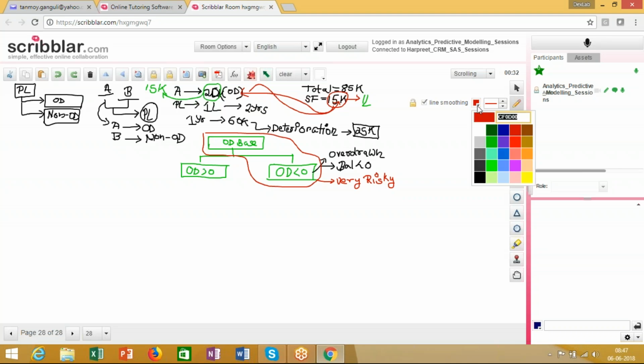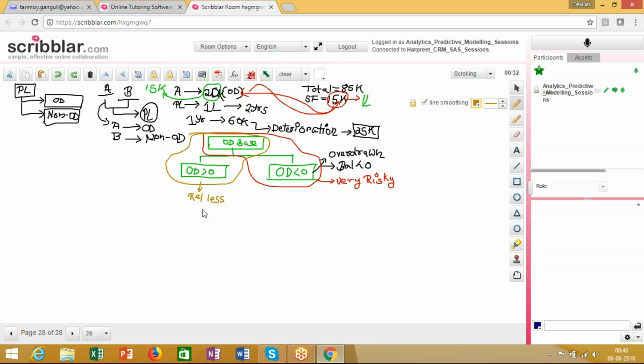Now comes the second group. Over here, there is a borrower who has an OD balance, but he maintains a positive overdraft balance. Given that he maintains a positive overdraft balance, he is a relatively less risky borrower. And borrowers who do not have overdraft are always considered relatively less risky than the OD base. So they are the least risky borrowers.